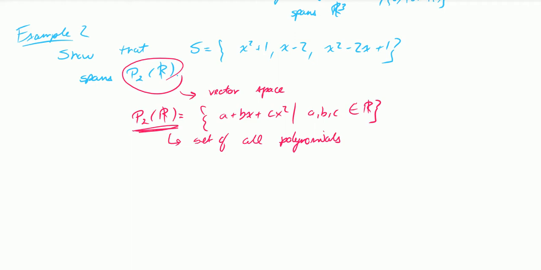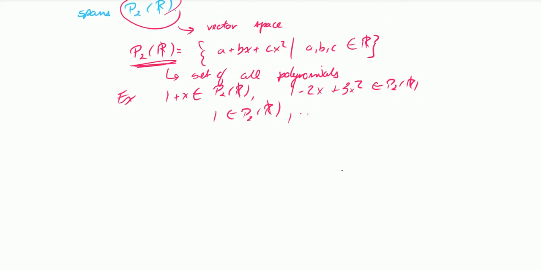So for example, 1 plus x belongs to P2R, because you can just make c equal to 0, that's allowed. You can also have 1 minus 2x plus 3x squared belong to P2R. You can have 1 belong to P2R if you make the other two be 0, that's also allowed. So it's any polynomial that looks like a plus bx plus cx squared.